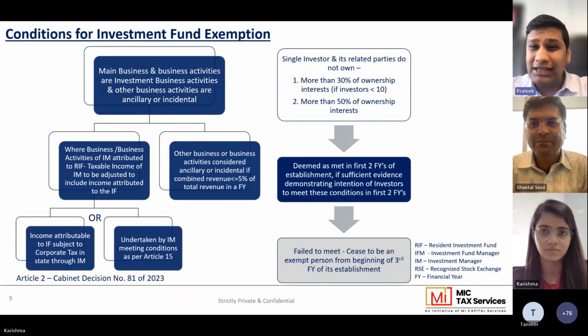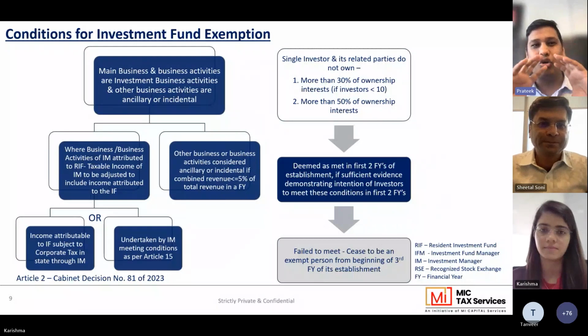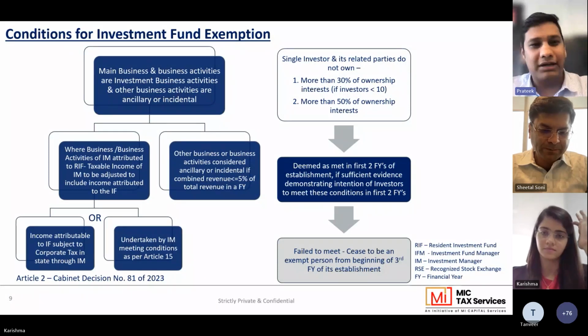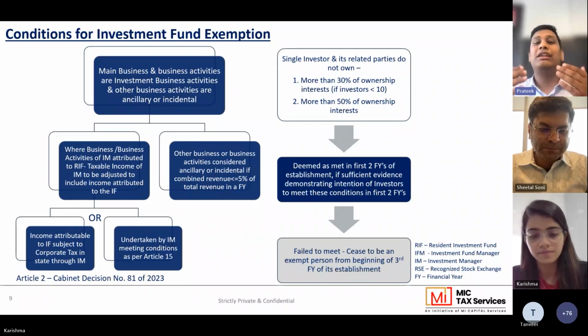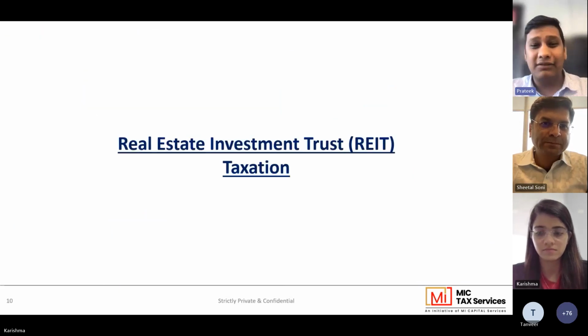If one of the conditions also is not met, then also the exemption will be denied. So it is very important to note that it is a cumulative and an "and" condition, not an "or" condition. So all of these conditions put together have to be met to get the investment fund exemption.